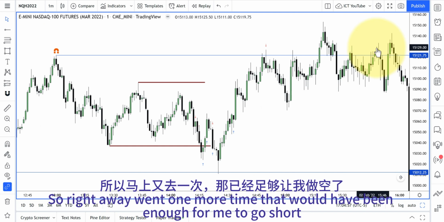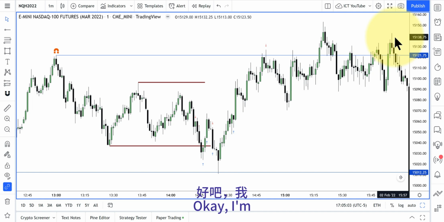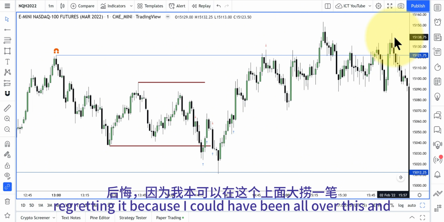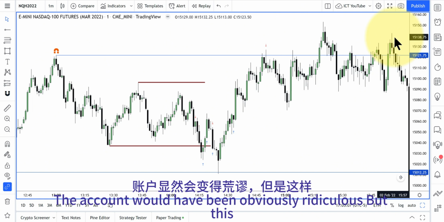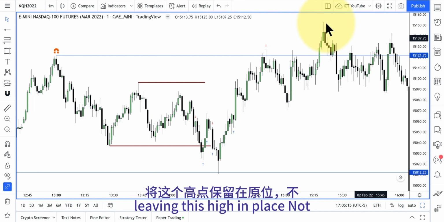So right away, went one more time. That would have been enough for me to go short. My stop would have to be above here. I did not sell it. Okay, I'm regretting it because I could have been all over this, and the account would have been obviously ridiculous. But this here, one more time, taking out the relative equal highs, but leaving this high in place.